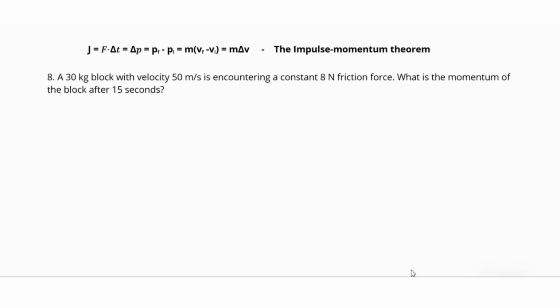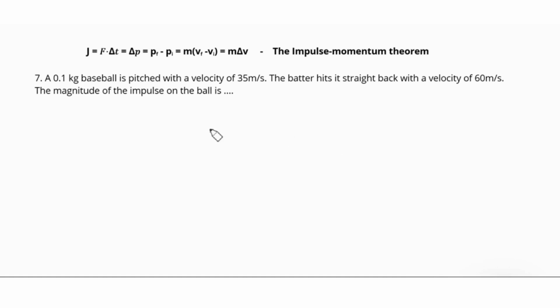Okay, a 0.1 kg baseball is pitched with a velocity of 35 meters per second. The batter hits it straight back with a velocity of 60 meters per second. What is the impulse on the ball?